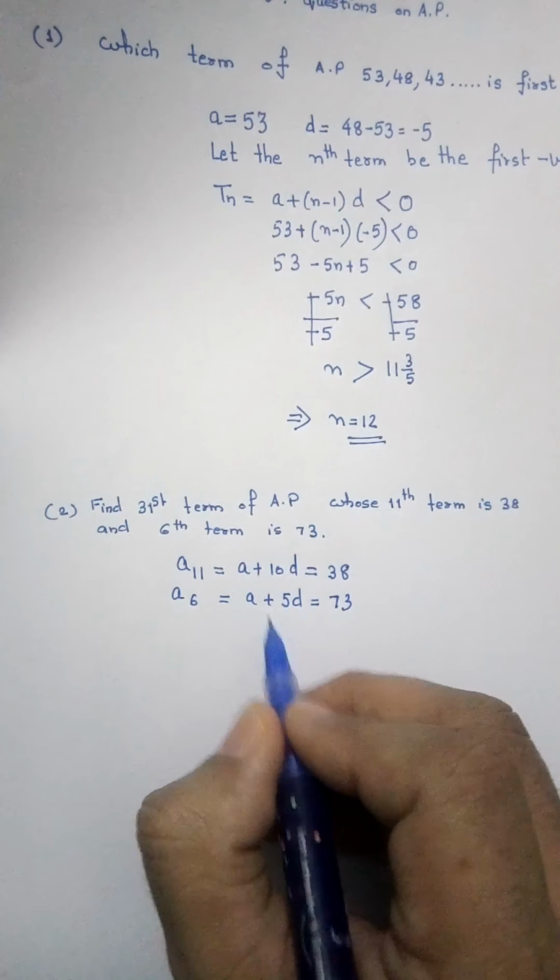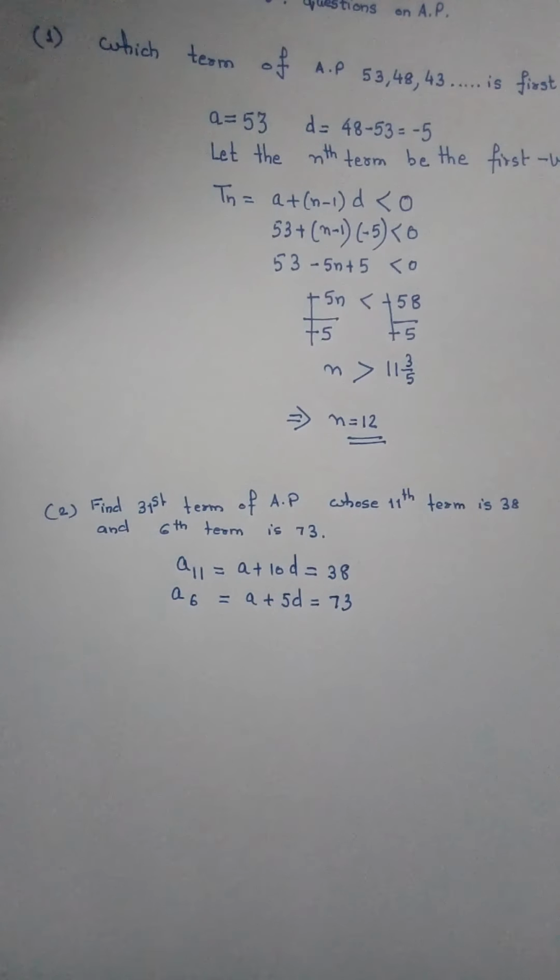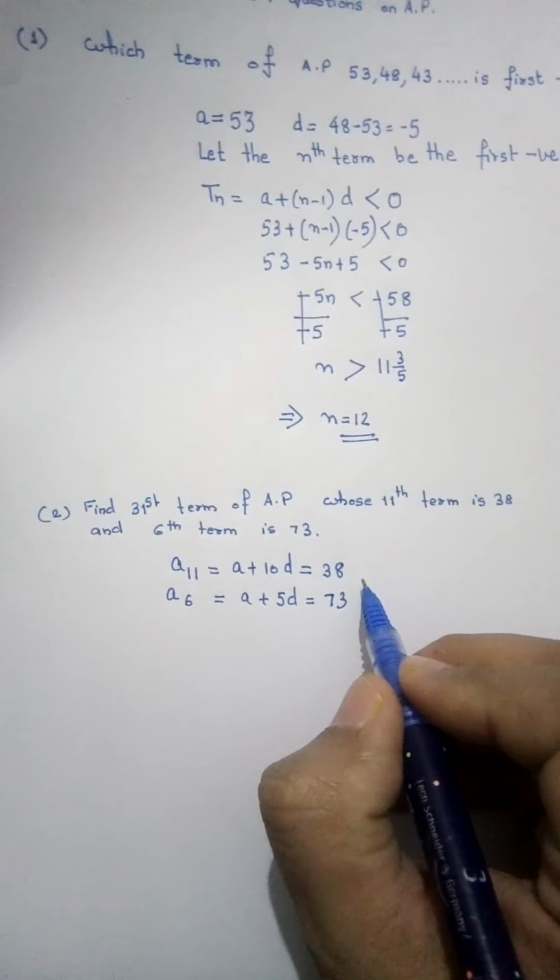Now how am I getting all this? Already we have discussed that the nth term, an or Tn, is given by the formula A plus (n minus 1)D. So the 11th term will be A plus 10D. Sixth term will be A plus 5D. Third will be A plus 2D. Fourth term will be A plus 3D. Nth term will be A plus (n minus 1)D. Like that. Simple.